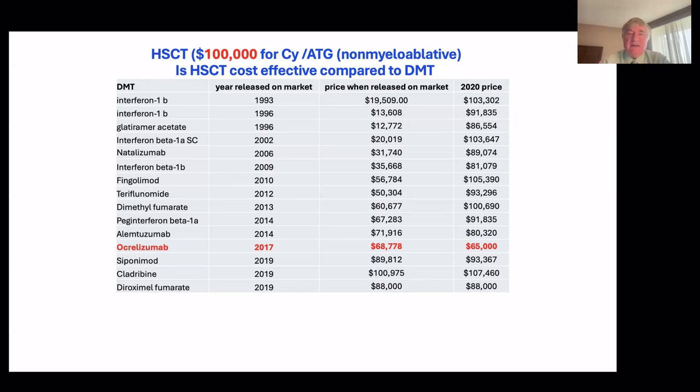So that's the cost for our regimen, non-myeloablative. Now, the cancer myeloablative regimen that some people use for MS is much more expensive. We're talking a lot more expensive. So you've got to know the details here. But what's the cost compared to drugs? Well, if you look at when the drug was released, like interferon in 1993, it was $19,000.